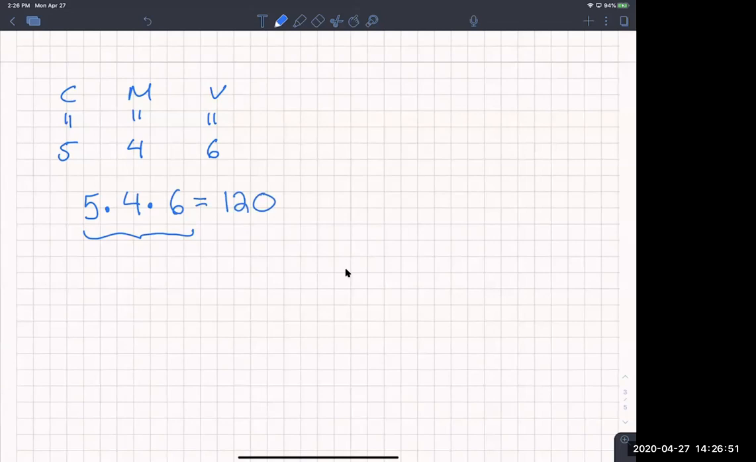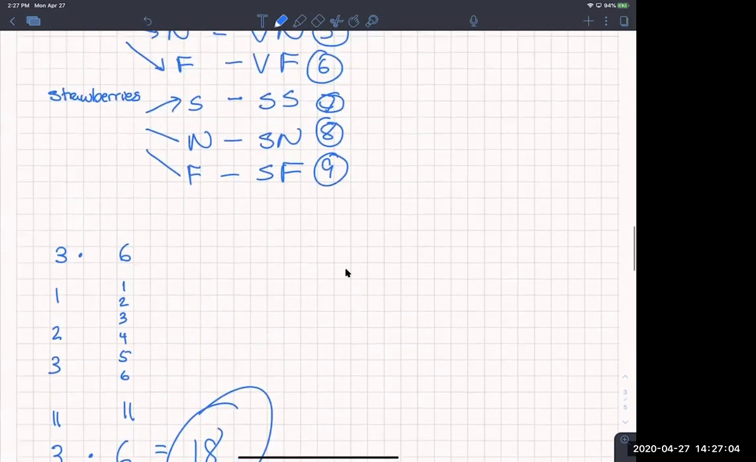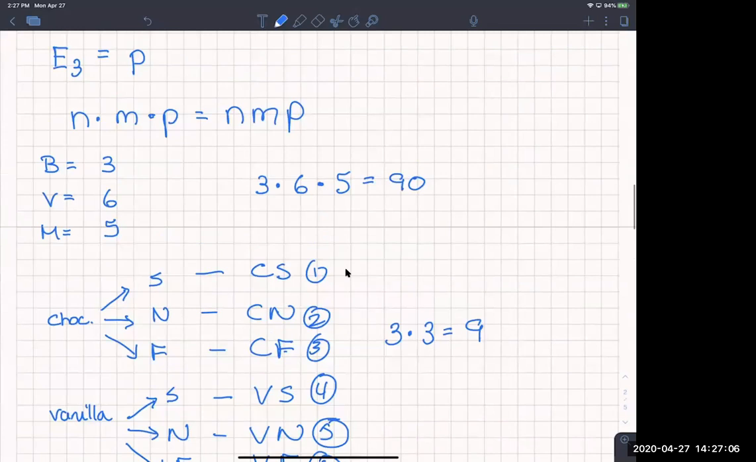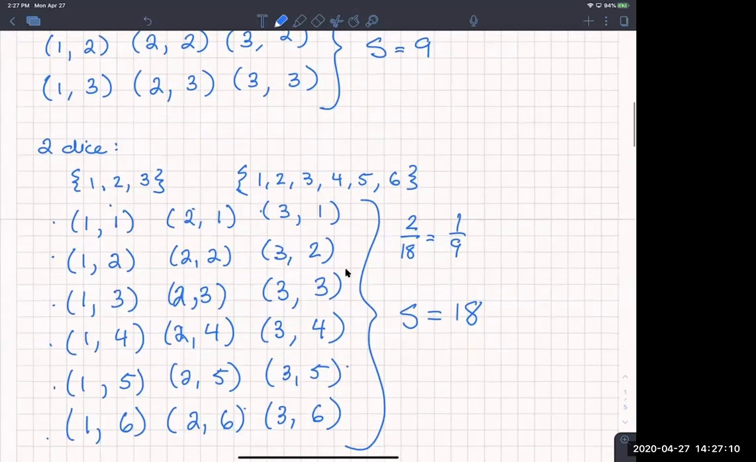Any questions? Is everyone good? So in summary, we talked about the fundamental counting principle. We talked about what probability is. We talked about how to determine sample space and how to calculate basic probability. It's the desired event over the total number of outcomes, with the total number of outcomes being your sample space. Any questions?